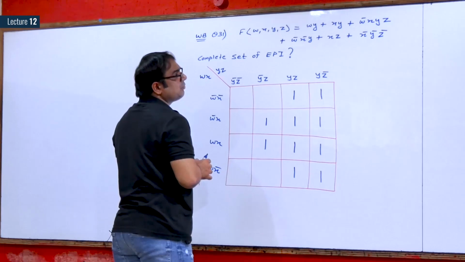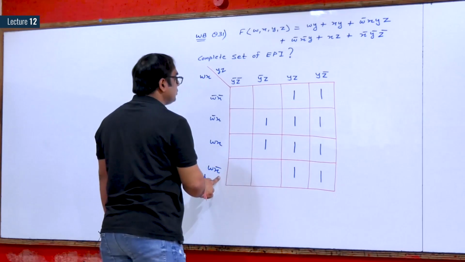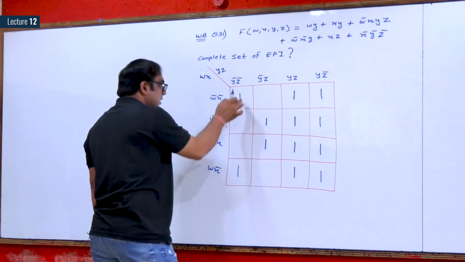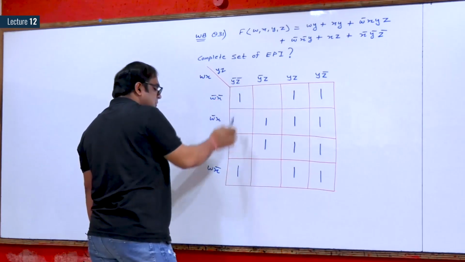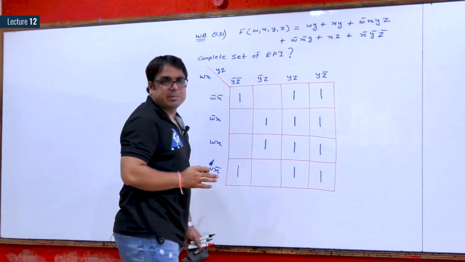X complement Y complement Z complement. These two minterms are X complement from this side, Y complement Z complement from this side. This is the plotting of this function on the K-map.